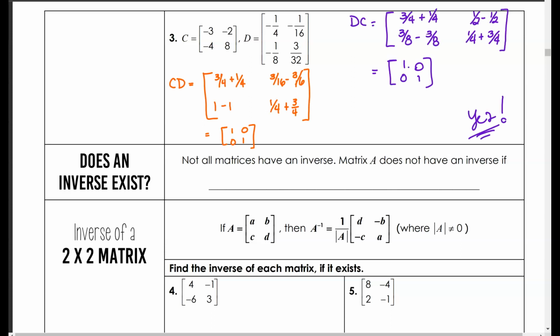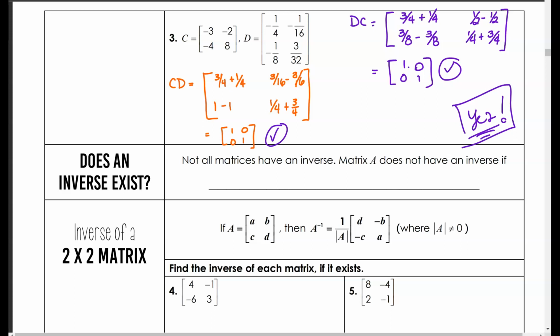All right, so I'm hoping that the fractions did not scare you. This one actually works out pretty nicely. There are some fractions to do some arithmetic with, but we do in fact get the identity matrix for both sides of the multiplication. So these are in fact inverses of each other.